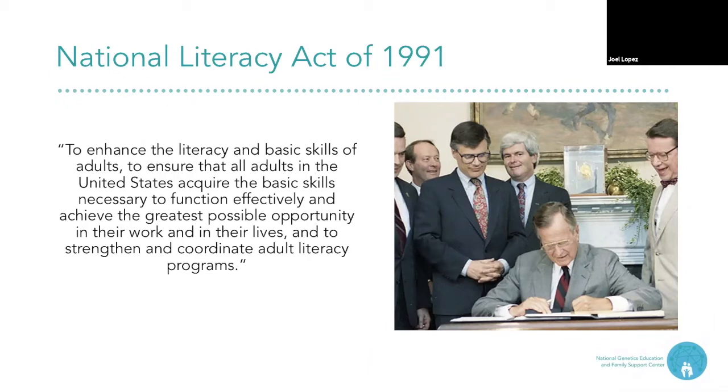So wanting to talk a little bit about policies that were implemented in relation to literacy or low literacy. Signed in 1991, the National Literacy Act of 1991 aimed to enhance the literacy and basic skills of adults to ensure that all adults in the United States acquire the basic skills necessary to function effectively and achieve the greatest possible opportunity in their work and in their lives, and also to strengthen and coordinate adult literacy programs.